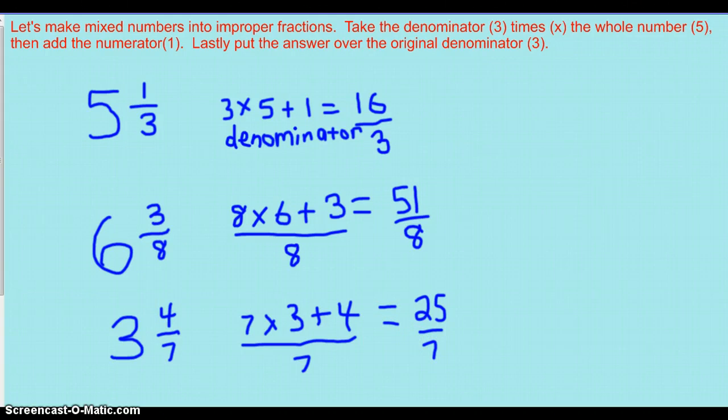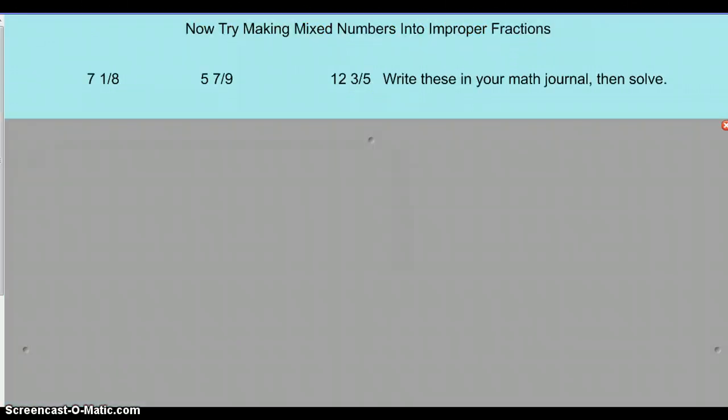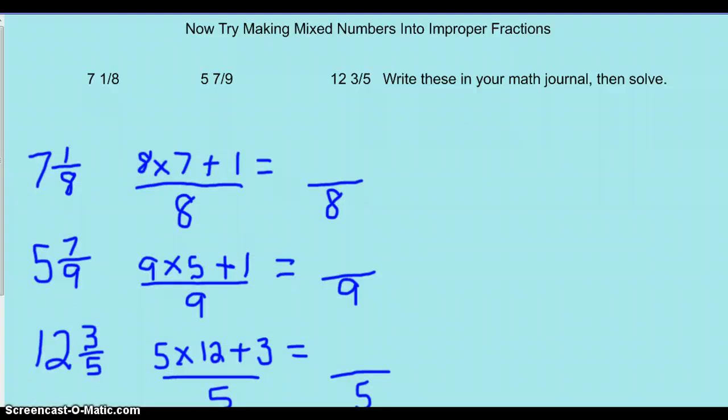Pause the video and put this in your math spiral. Now try making mixed numbers into improper fractions. Write these in your math journal, then solve. Then check. Pause the video now. How'd you do? Did you get this for your work?